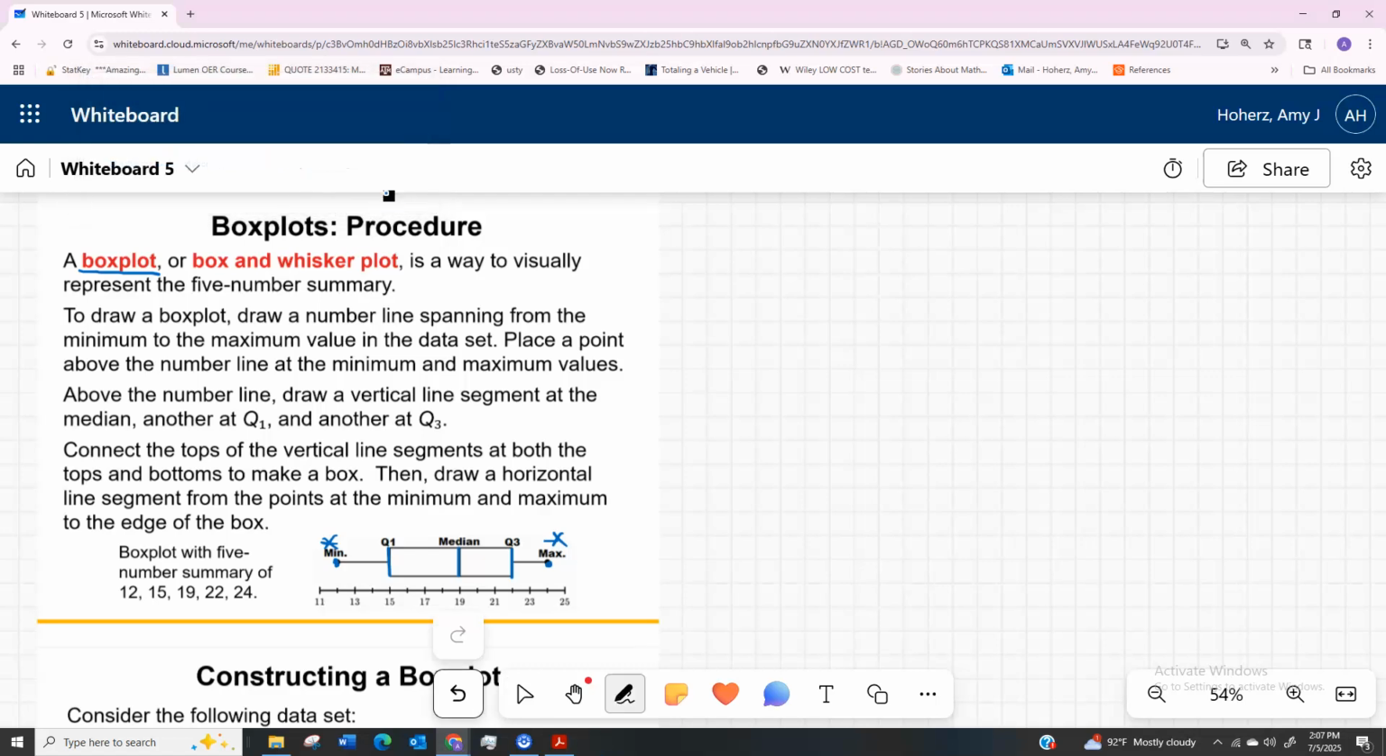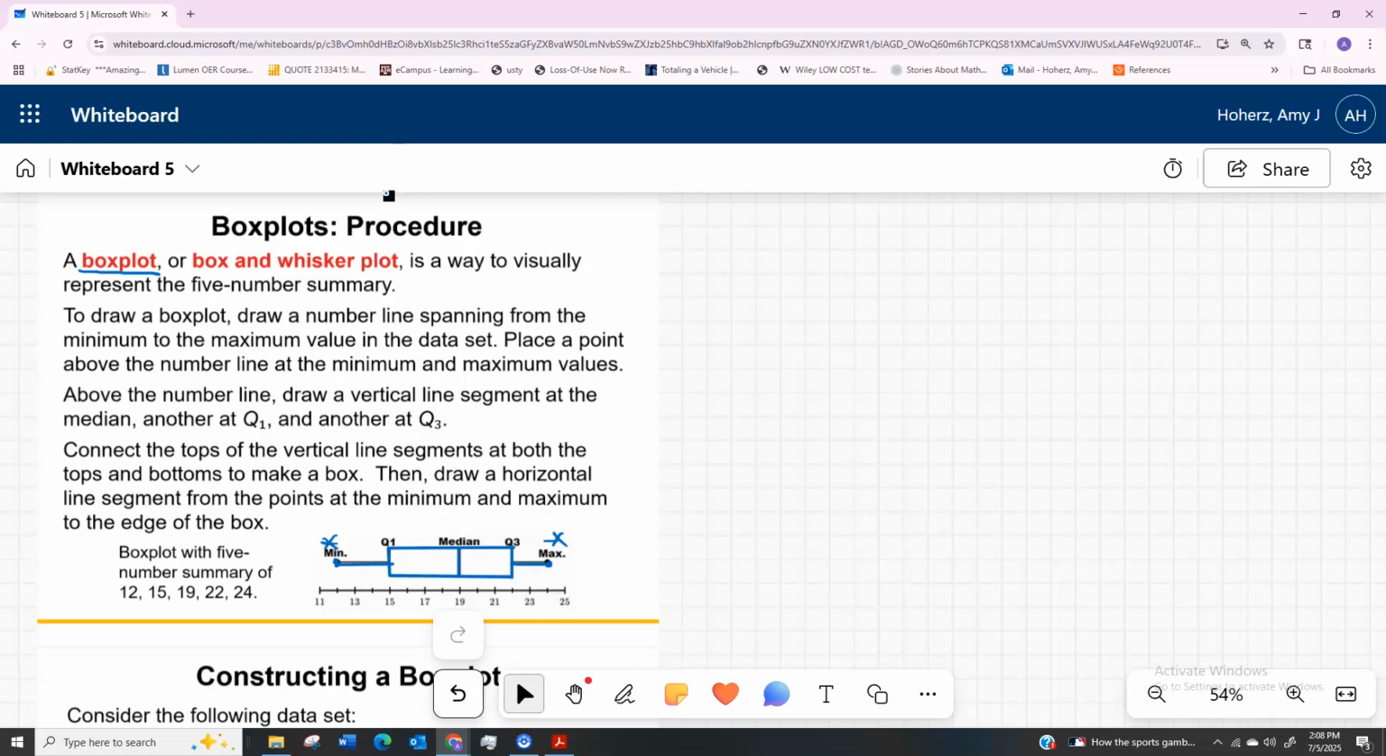How big do those have to be? It doesn't matter. They can be real short, they can be real tall. You'll see box plots where those vertical lines are really wide, and you'll see ones where they're super skinny. There's no standard for that at all. So just whatever you're comfortable with. And then we're going to connect the tops of the vertical segments from Q1 to Q3 and on the top and the bottom. And then we're going to draw these whiskers in on each side.